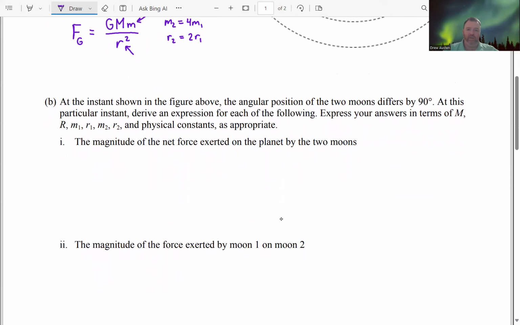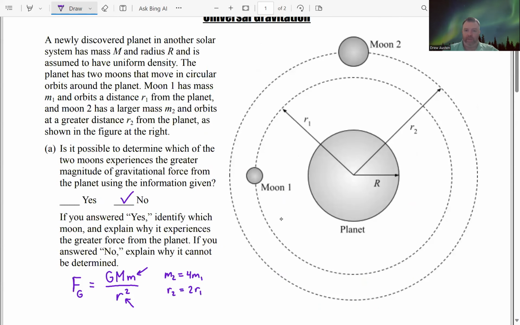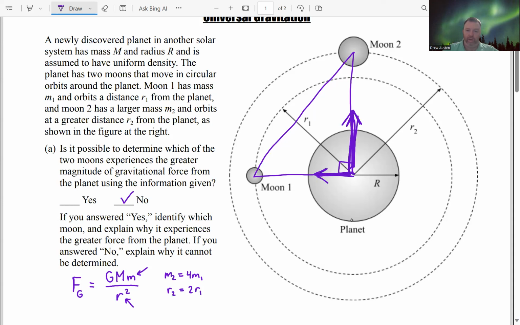At the instant shown in the figure, the angular position of the two moons differs by 90 degrees. That means that if we drew a straight line from here down to the planet, and from here over to the planet, this would be a 90-degree angle. So you can see that this forms a right triangle. The planet is going to experience an attractive force from Moon 2 going in that direction, and an attractive force from Moon 1 going in this direction. I'm basically drawing a giant free body diagram directly on the figure for the planet.